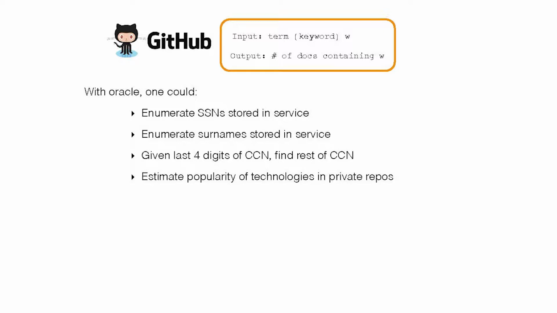You can also do things like, if you know 4 digits of the credit card, say the last 4 plus the bank that issued it, brute force the rest of the credit card number with this oracle in a few million queries. You can also do other sneaky things like estimating the popularity of certain technologies inside the service by looking at the counts that come out of the oracle. And we, of course, only implemented this attack against data under our control. So we created victim accounts and then went after them.